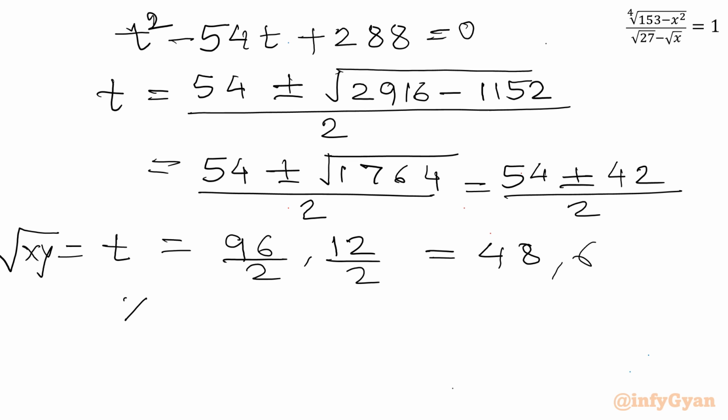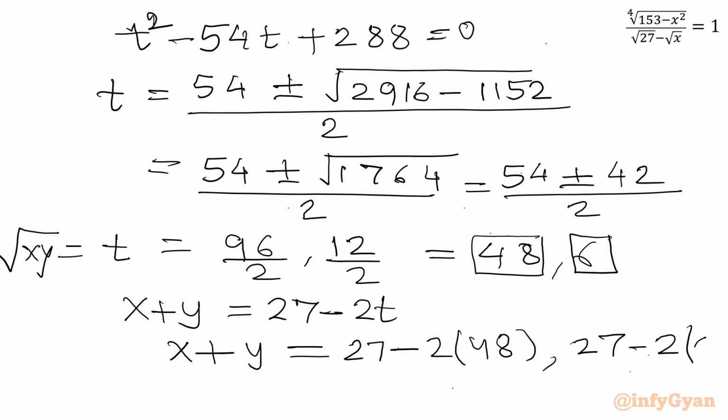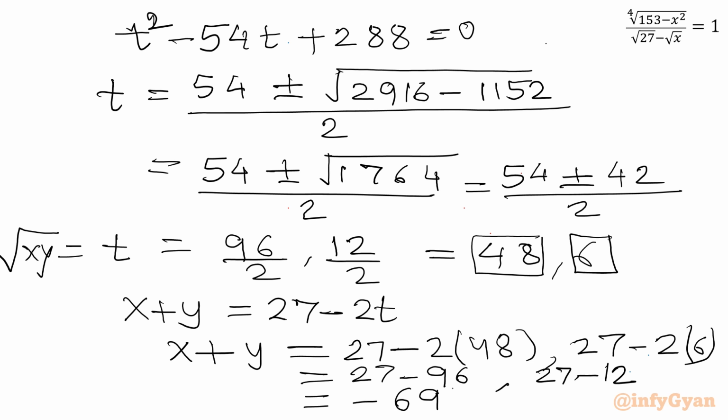Now I can calculate x plus y from our equation. x plus y is equal to 27 minus 2t. So if t is equal to 48, let me write parallelly, x plus y will be 27 minus 2 times 48. And for t equal to 6, x plus y will become 27 minus 2 times 6. So here 27 minus 96, and here we'll be having 27 minus 12. Now 27 minus 96 is negative 69, and 27 minus 12 is 15.